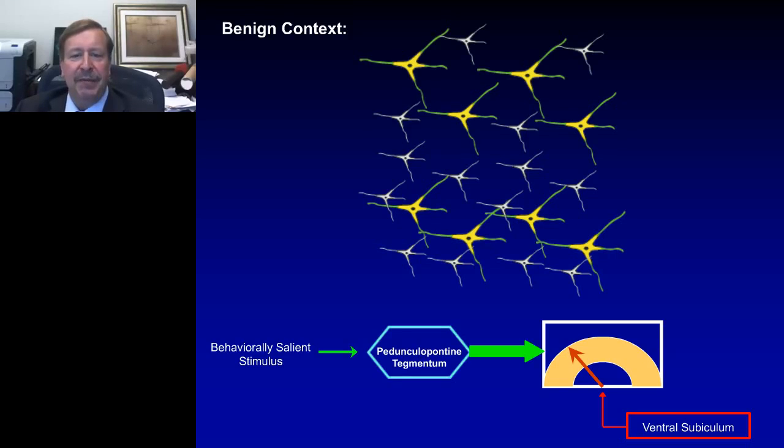So if you end up having a behaviorally salient stimulus that occurs, like hearing a noise in the background, although it'll activate the pedunculopontine tegmentum, the dopamine release is going to be rather small because of the small number of neurons firing. So for example, if you're sitting in a safe environment in a house behind locked doors and you hear a noise, you're going to react to that noise by looking around and seeing what happened.